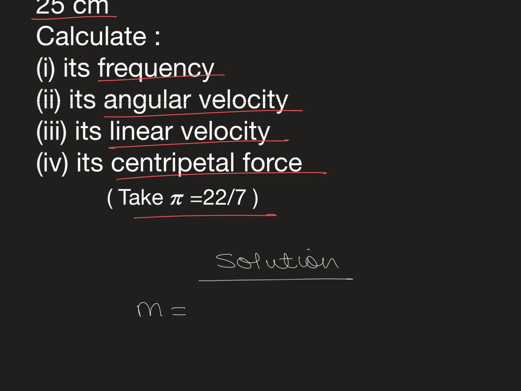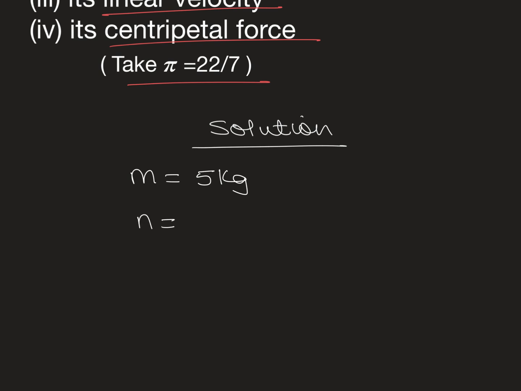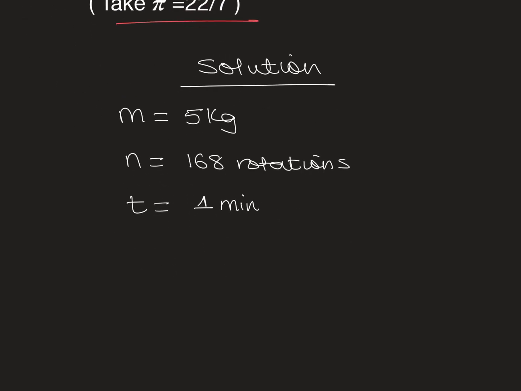The mass of the object is 5 kilograms. The number of rotations is 168 rotations. And the time taken is a minute. So that is 1 minute. Okay. The radius of the circle is 25 centimeters. And we are instructed to take pi as 22/7.